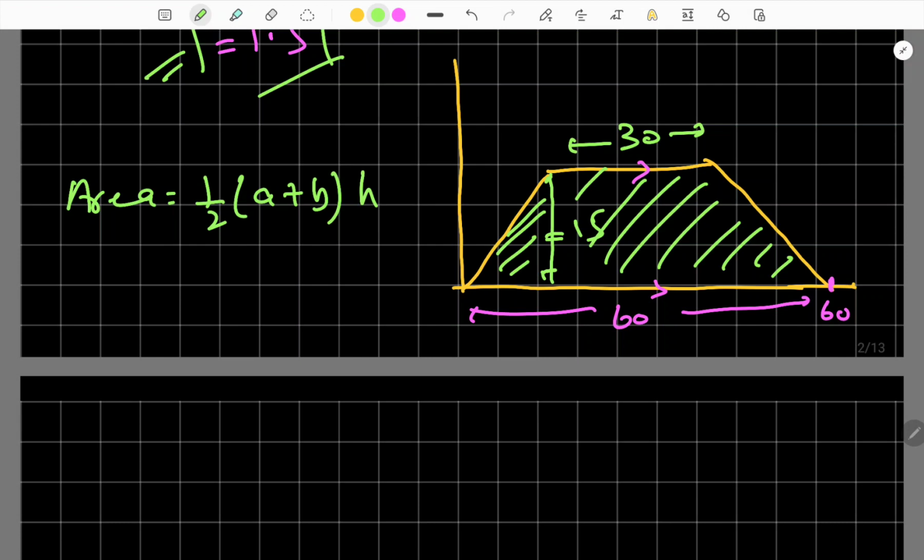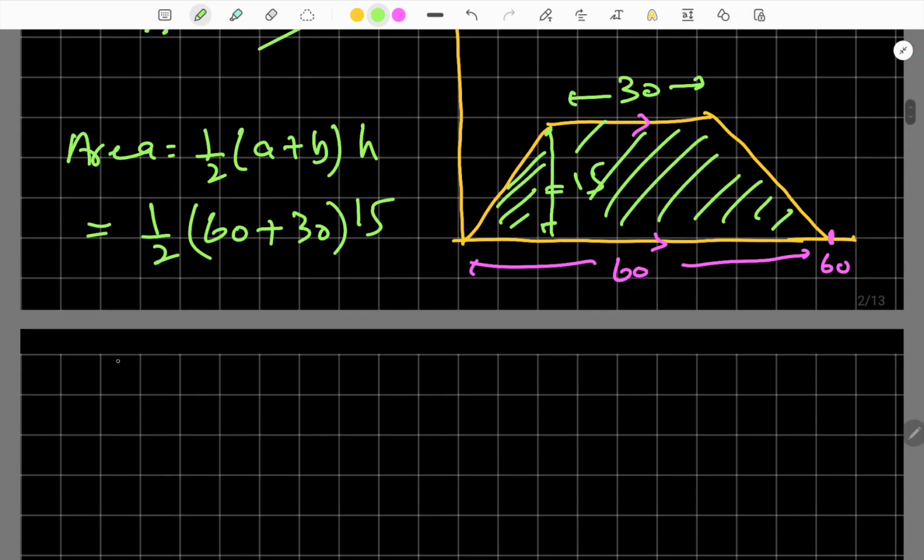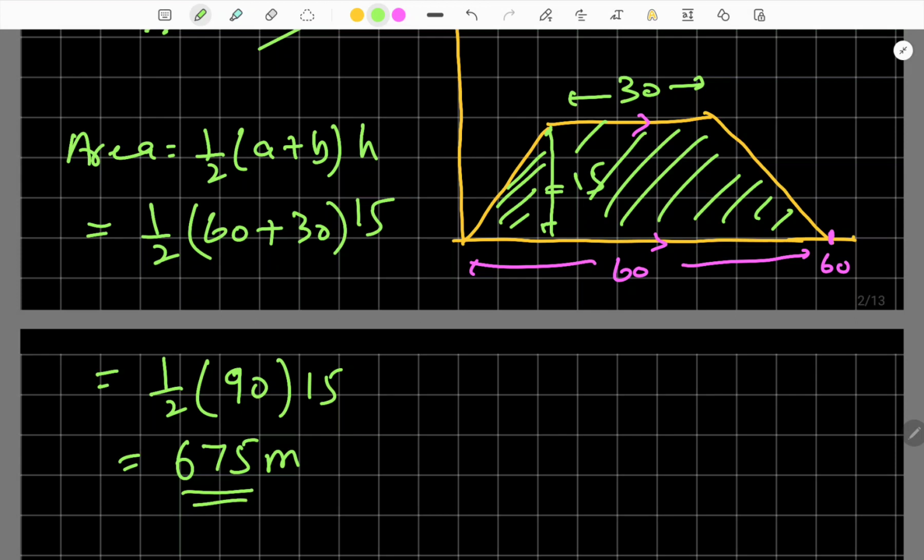Beta, in mensuration we have discussed this in great detail. If you haven't seen that video, beta, go and watch that video. It is a very, very important and crucial video to develop your concepts. So half, beta, sum of parallel sides. So this is 60 plus 30, and what is the height? This is 15, right beta? Let's just plug in these values. 60 plus 30 is 90 into 15. And beta, tell me what is the answer. Calculate with the calculator. So beta, this is 675 meters. So the distance traveled, beta, for the whole journey is 675 meters.